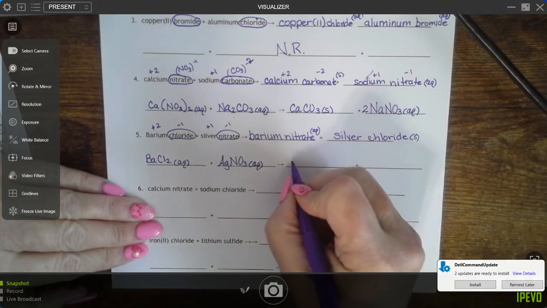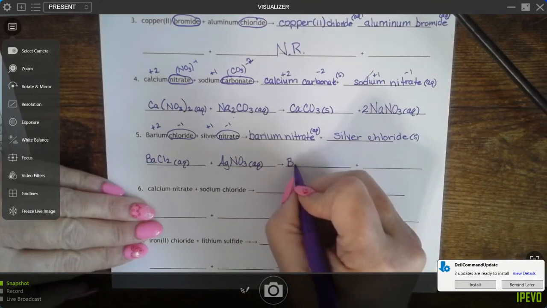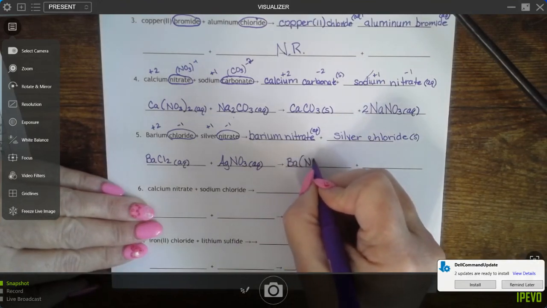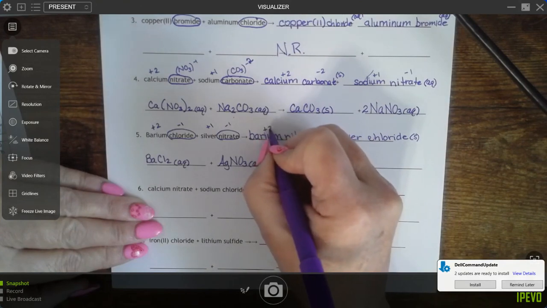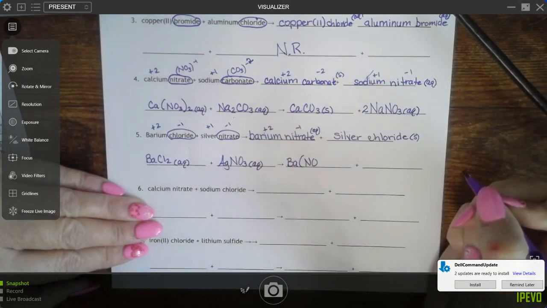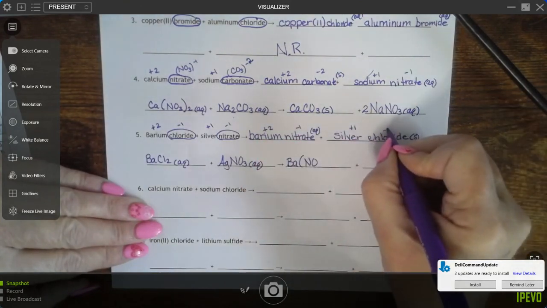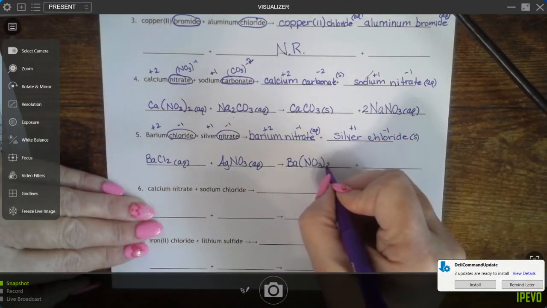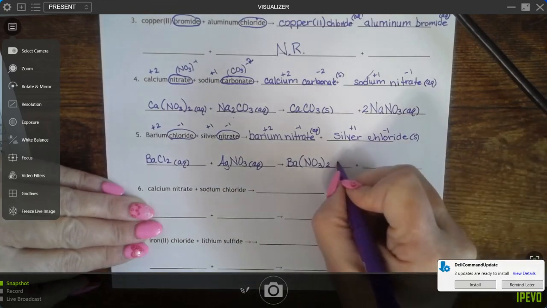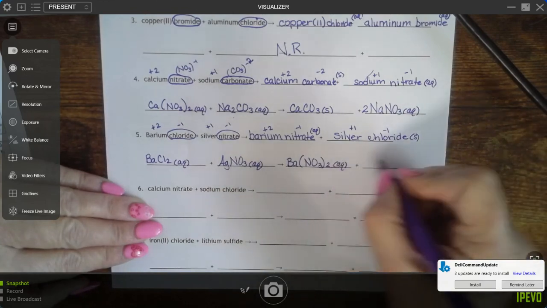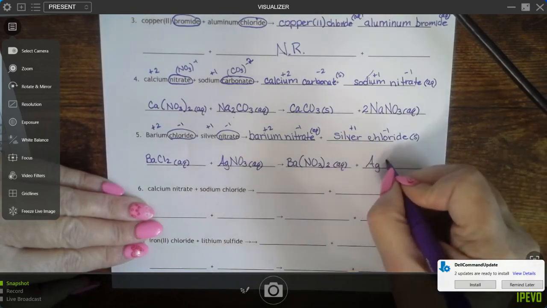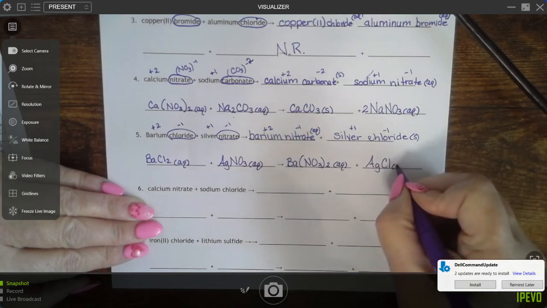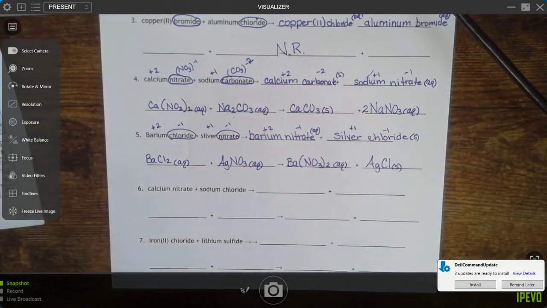And then one of our products is barium nitrate. So barium's +2, nitrate's -1, silver's +1, chloride's -1. So we end up with Ba(NO3)2 aqueous plus AgCl solid. All right. Let's see.